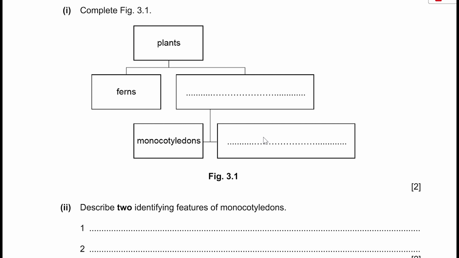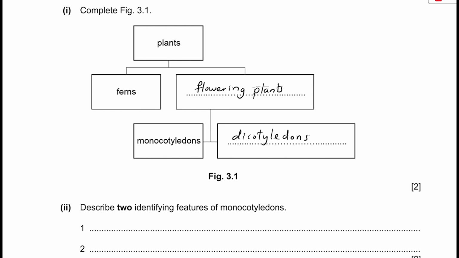Now, monocotyledons are a branch of what? Of flowering plants. So it means this first blank here is for flowering plants. And it makes sense because next to it is a fern. A fern falls into the non-flowering plants. So flowering plants can be monocotyledons or dicotyledons. So the second gap over here is to be filled by dicotyledons.